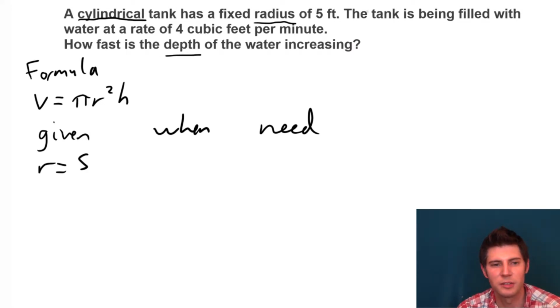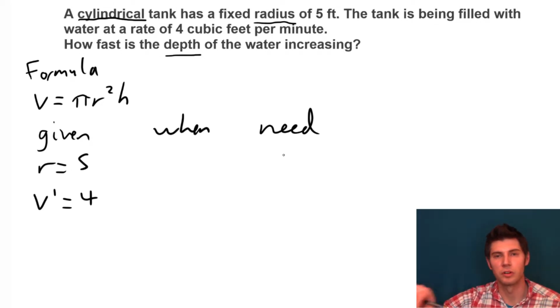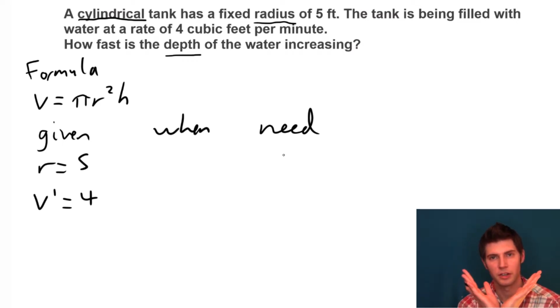And we know that the tank is being filled with water at a constant rate of 4 cubic feet per minute. So the volume of that cylinder is increasing by 4. So we'd say V prime equals 4. So those are our givens. Then it says, how fast is the depth of the water increasing? If it's a cylinder and we're filling it with water at a constant rate, it's going to rise at a constant rate. If it were a cone, it's a different story. But the fact it's a cylinder is just going to slowly fill up.